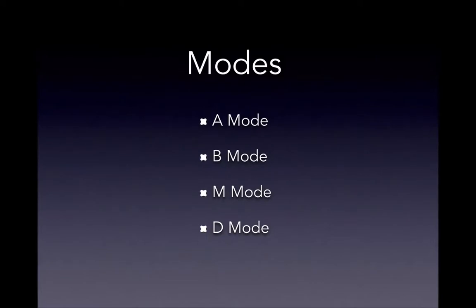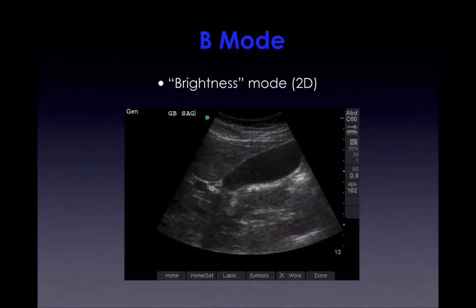We talk about the modes, and A stands for amplitude. That's kind of the old looking picture that we saw when you have the little spikes. And then we have B mode, M mode, and D for Doppler. So B mode is basically brightness. That's kind of like every picture that you're looking at when you're doing ultrasound.